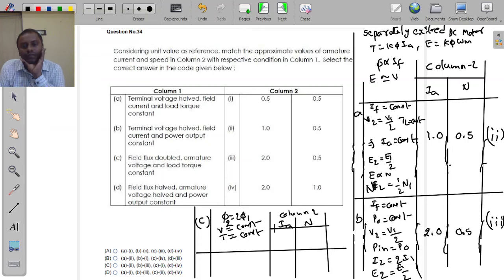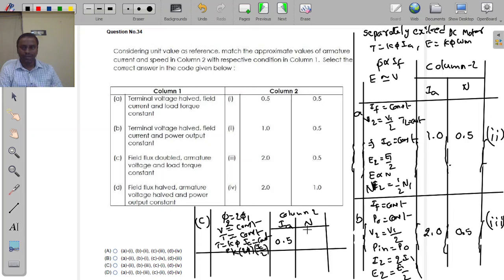Now torque is K phi Ia. Phi becomes 2 phi. For torque to be constant, I has to become half. So torque K phi Ia has to be constant, but phi becomes twice, so I has to become half. Then only it will remain constant. In the sense, I has to be 0.5.